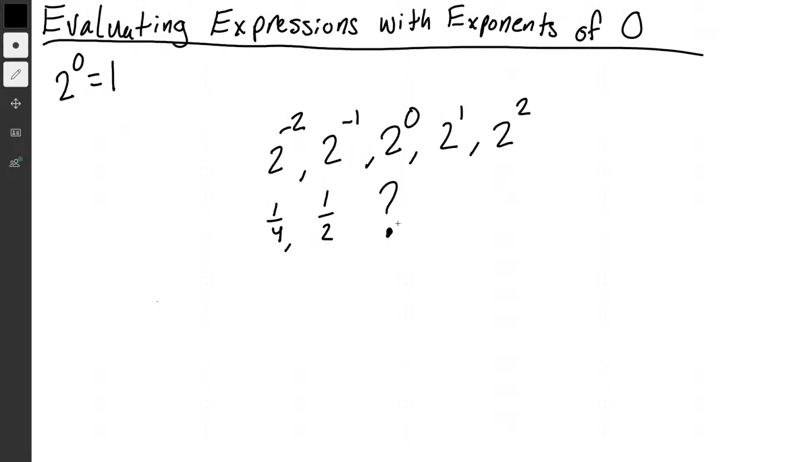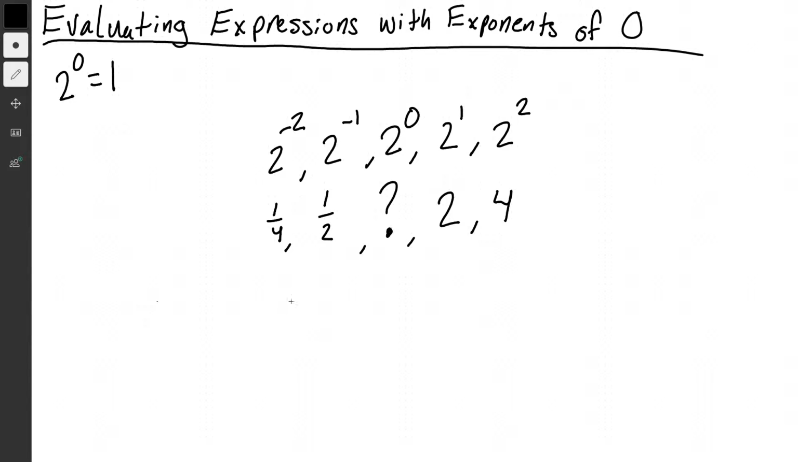2 to the 0 is still a mystery. 2 to the first is 2, and 2 squared is 4. Now we need to try to identify a pattern. It seems like to move to the right, we multiply by 2, and to move to the left, we divide by 2. So let's try to get to our mystery number from both the right and the left and see if the two answers match.